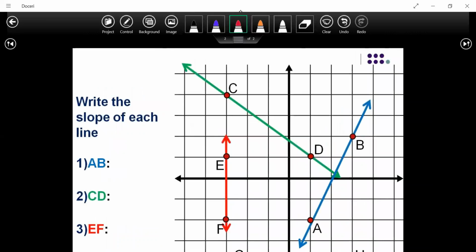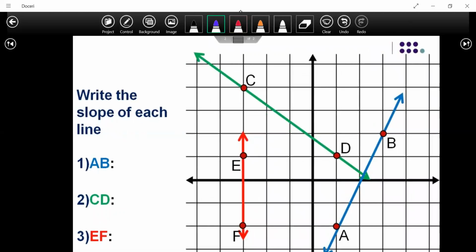Think about what it's asking you for. We always do rise over run, up and down over left and right. From A to B, first of all, is it positive or negative? Definitely positive. If you're reading it like a book going from left to right, it's going upward, so it is positive. What'd you guys get for A to B? 4 over 2. Did you reduce that down to 2 over 1 or just 2? It's also good.